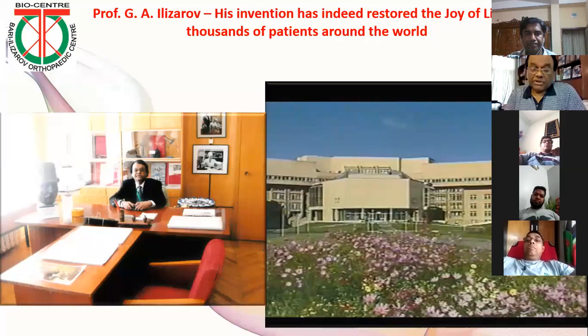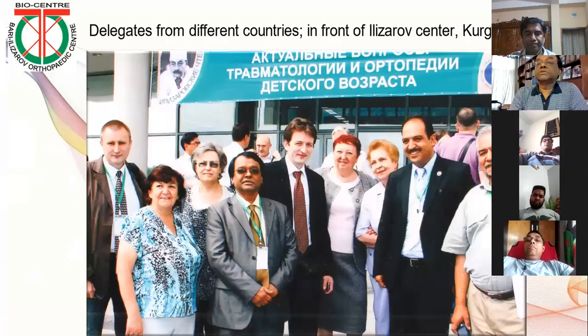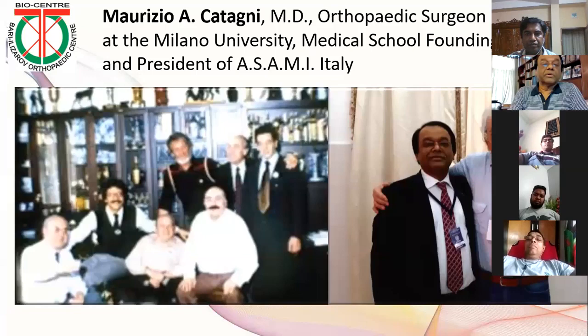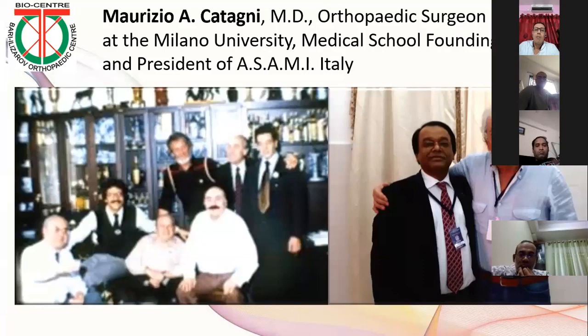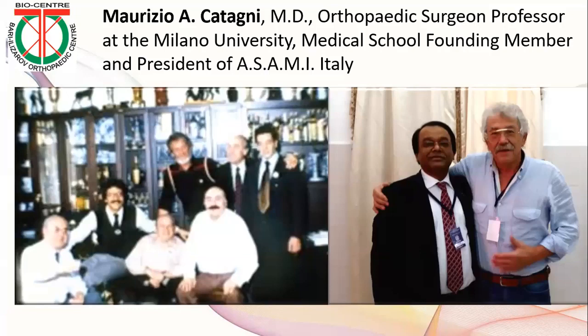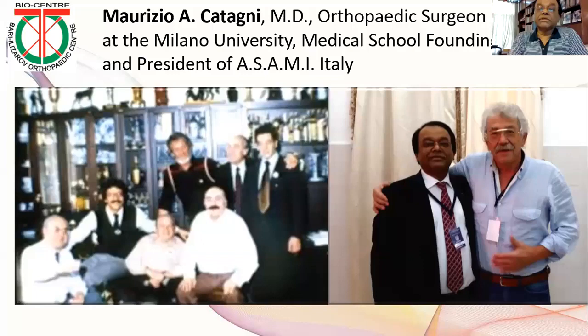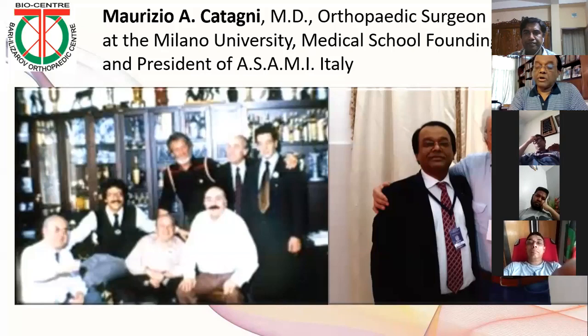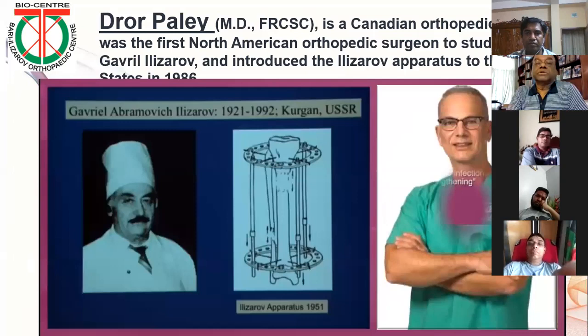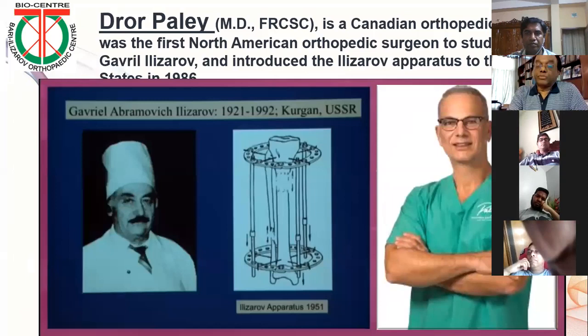So now you can see, this is in 2013, with Carlo Mari Catagni. You can see here, Catagni, that one on the left side. And on the right side, with me, Professor Catagni, who came first time in 1981 to the Kurgan Center and learned a lot of things from there and came to Italy. He started doing Ilizarov surgery in Italy, and he made his own arch, that is, a 90 degree, 120 degree arch for using the upper part of the femur or humerus. And even sometimes you can use it in the tibia also. And one of the successors, Dror Paley, of course, he's good, but he's changing all the time, you know.